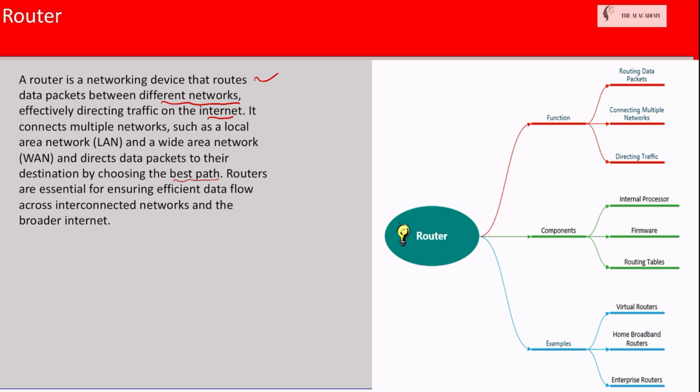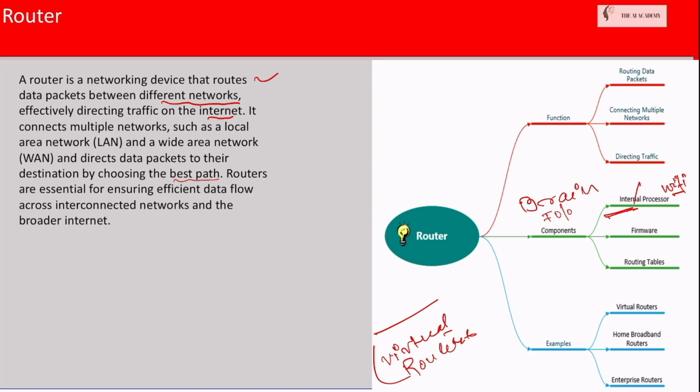The main components of the router are: the internal processor, which is also the router's brain, responsible for executing instructions and managing data flow. It processes incoming and outgoing data packets, determining the best route for each packet based on its destination address. For example, home broadband routers are commonly used in households to connect multiple devices, such as computers, smartphones, and smart TVs, to the Internet.